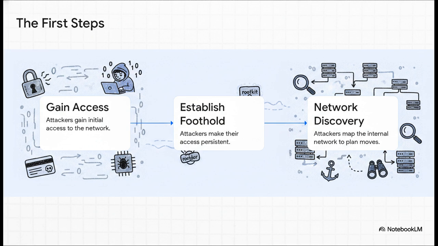First, attackers gain access. They might hack their way in or, honestly, just buy stolen passwords on the dark web. Then, they establish a foothold to make sure they can get back in. And finally, they start network discovery, basically creating a map of the internal network.